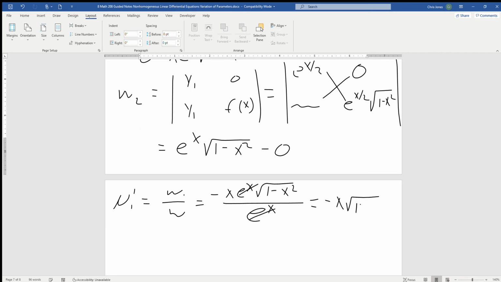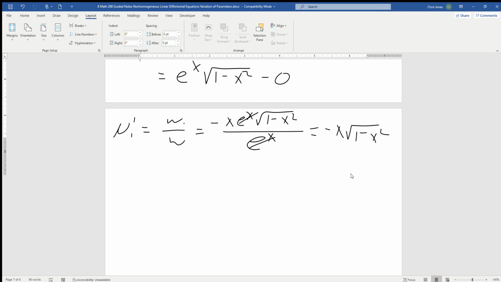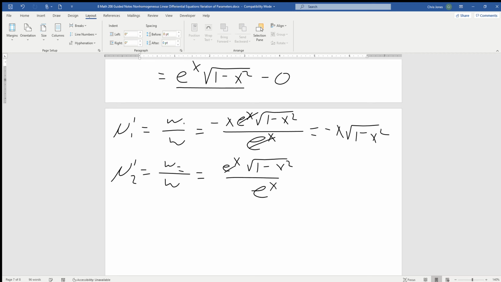x root 1 minus x squared. All right, u prime 2. Not so nice. I'll show you why in a moment. So remember, u prime 2 was simply e to the x root 1 minus x squared divided by e to the x. And I know several of you are thinking, oh okay, well that only leaves us with 1 minus x squared. That's much nicer than negative x root 1 minus x squared. So you think, until we start to integrate it.